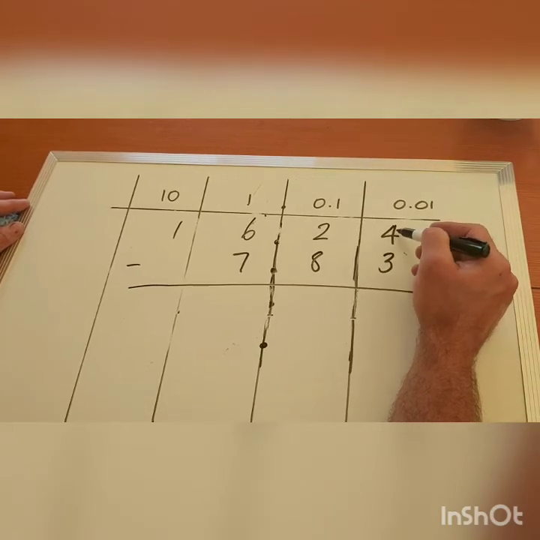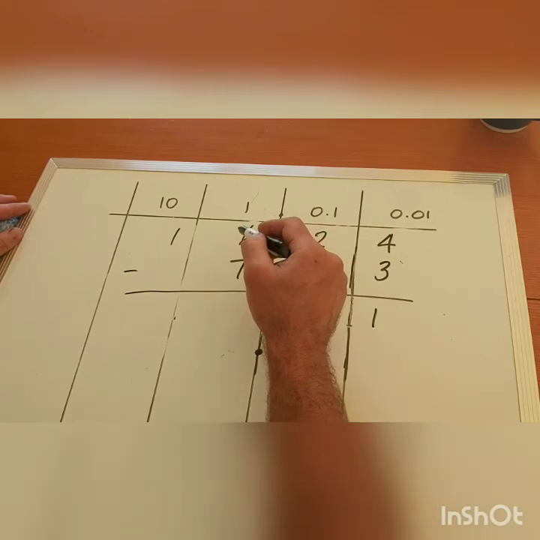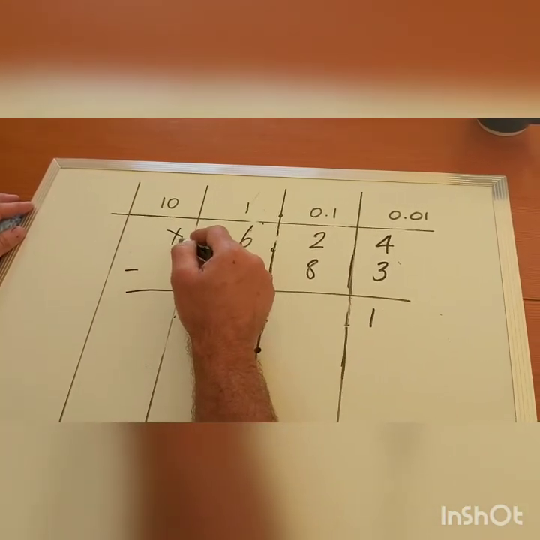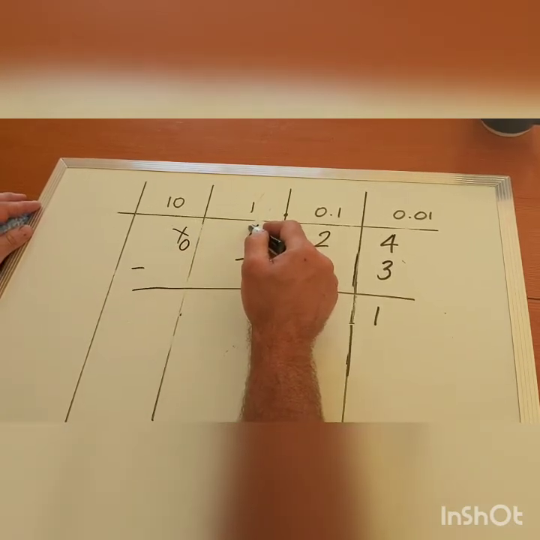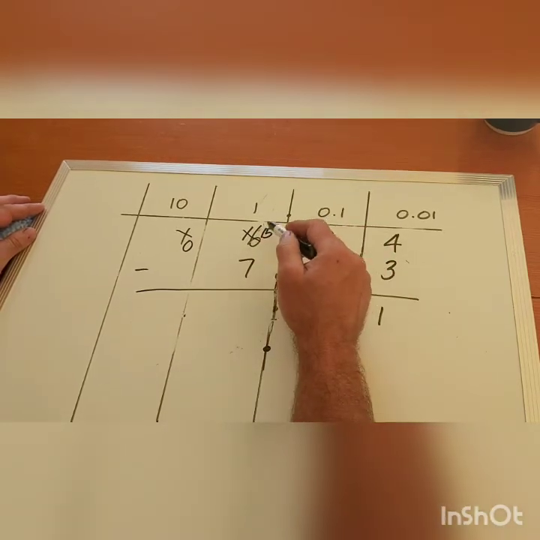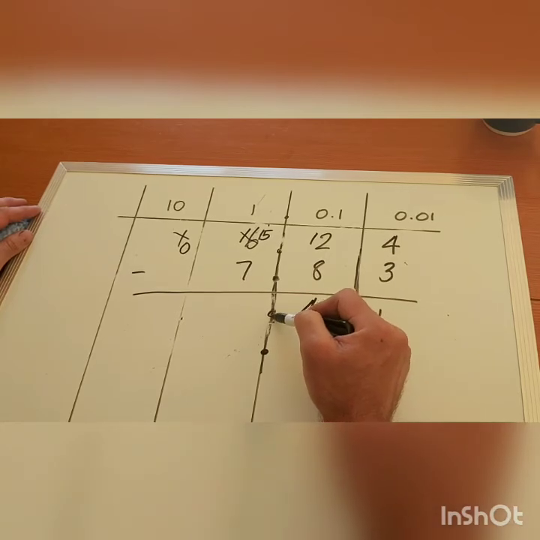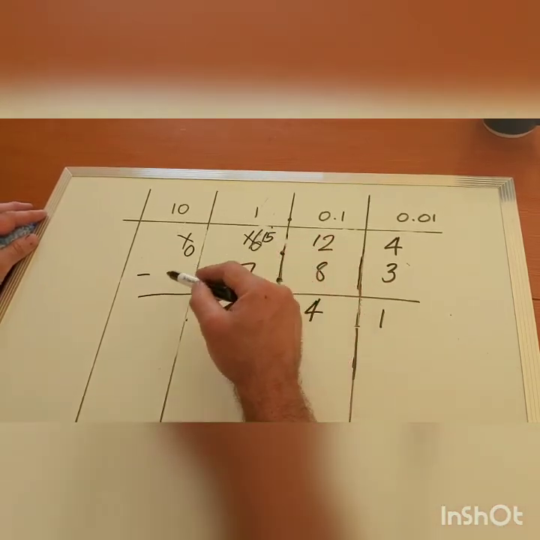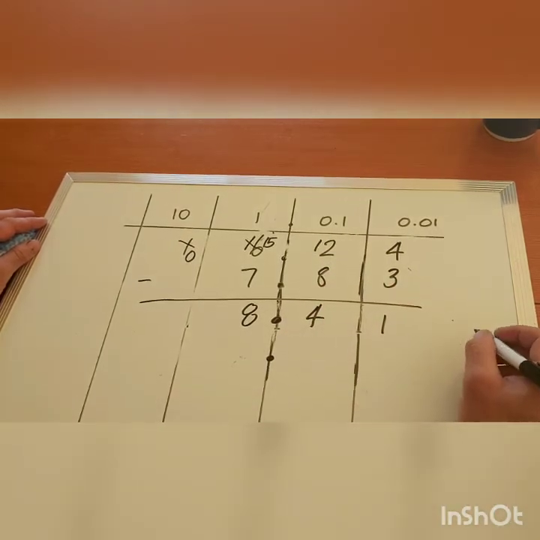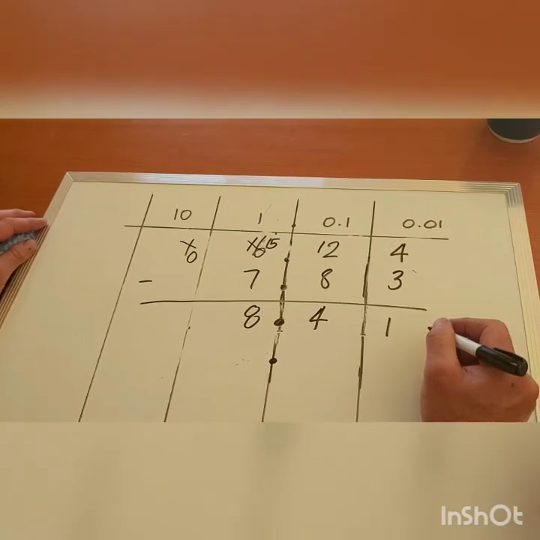Starting in the hundredths, 4 minus 3 is 1. 2 minus 8 is impossible. We're going to borrow not from the ones, but all the way from the tens. I take 1 away, that gives me 0. This becomes 16. I take 1 away, I'm left with 15. I bring 10 next door. 12 minus 8 is 4. Decimal point, 15 minus 7 is 8. Your answer for question number 5 should be 8.41.